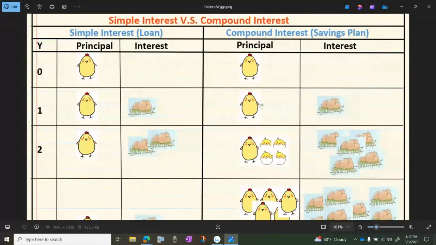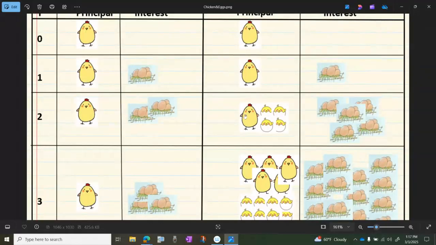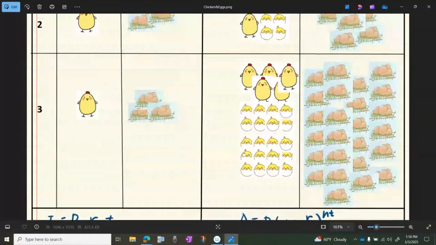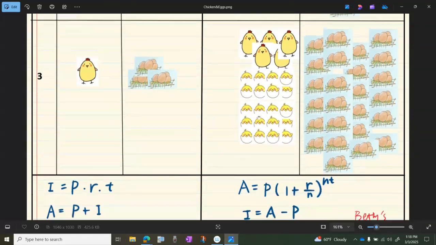Beginning of year 1, you only have 1 chicken. That's your principal. Beginning of year 2, you have 5 chickens. Your principal does not stay the same. Instead, it grows, it increases, right? And at the beginning of year 3, you have 25 chickens. Over year 3, those 25 chickens are going to give you a lot of eggs, right? Because 1 chicken gives you 4 eggs, and those 25 chickens are going to give you 100 eggs. That's how people get rich. Exponential effect, right? That's how people get rich and have a huge farm.